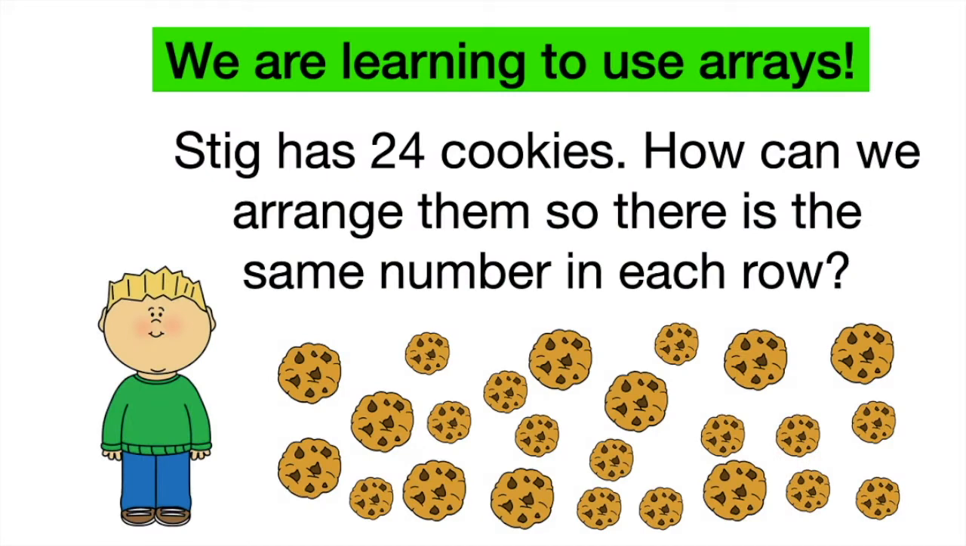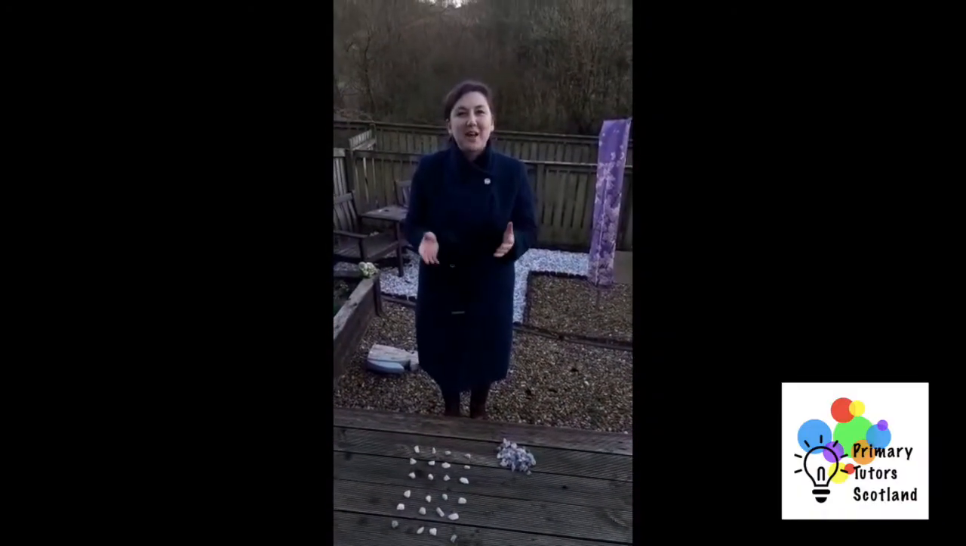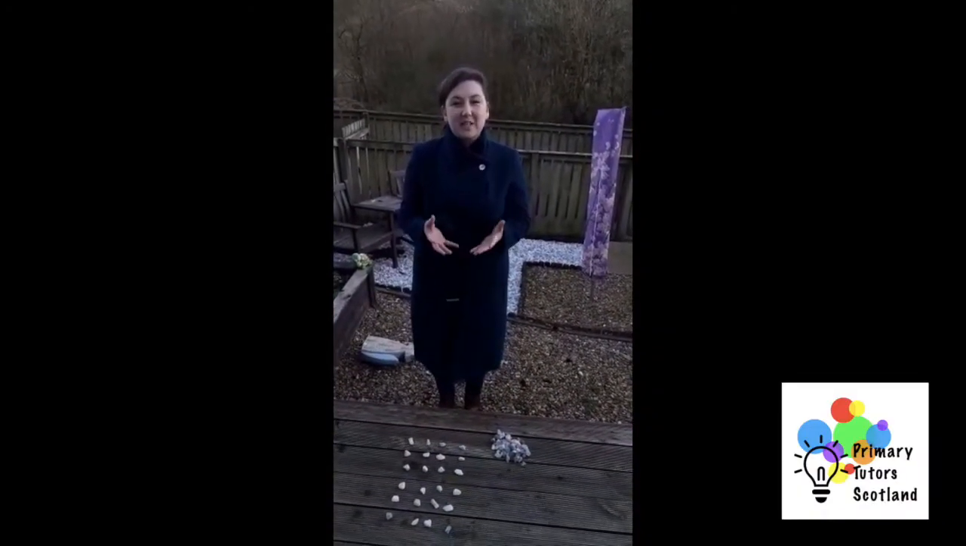Alright, so this is our problem. Stig has 24 cookies. How can we arrange them so there is the same number in each row? So let's go outside and try figure this out. Okay, so we're going to use arrays to answer Stig's problem.